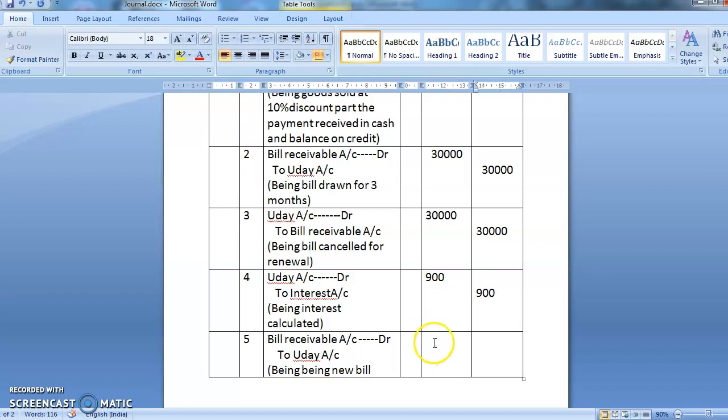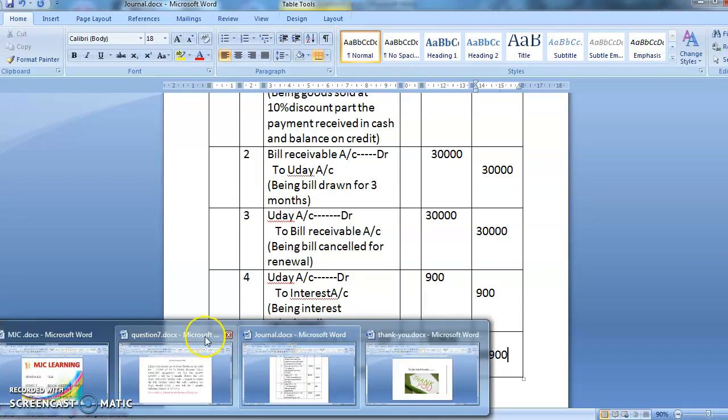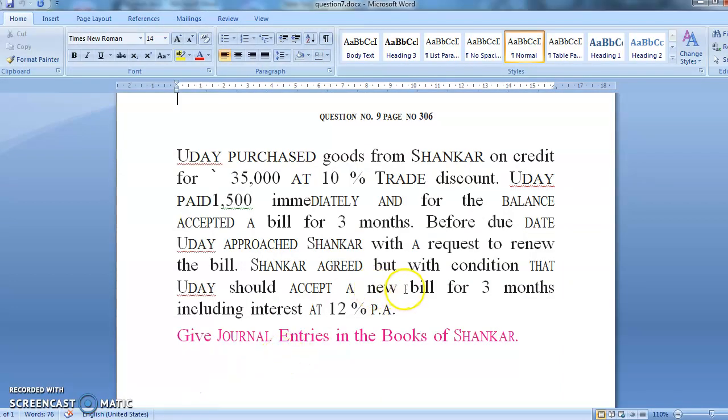So what will be the amount of the new bill? The new bill will be 30,900. Now they have not said anything to you. What was the last sentence in the question? On that condition, accept the bill and all that. So what is happening to the second bill? They have not told you anything, so we are not going to do anything till the last entry. This is the simplest problem. The only new thing here was a trade discount plus something received in cash. All the other things were similar.